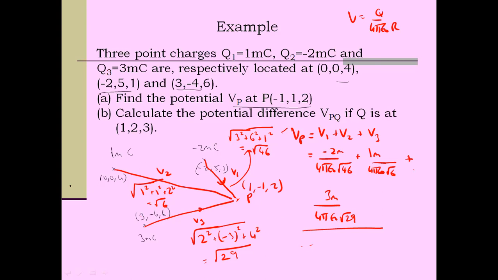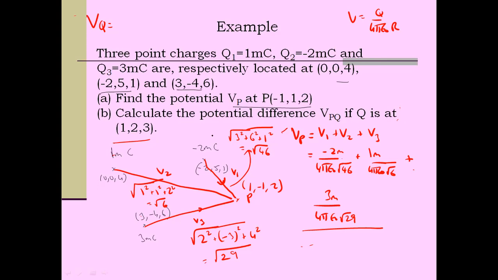Okay, so for part B of the question, which is to calculate the potential difference VPQ if Q is at (1, 2, 3). So basically we are repeating the same problem here. For part B, you need to first obtain the VQ, in which the calculation should be similar to what we have done here. Previously we calculated the VP, so now you have to calculate the VQ using the same method.